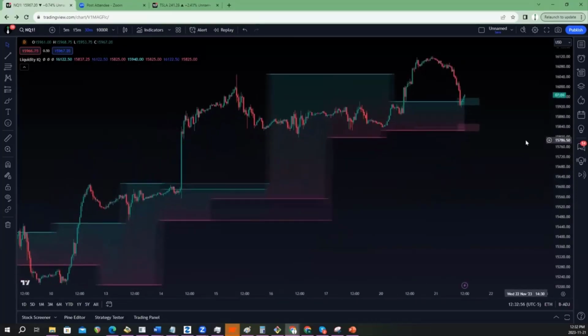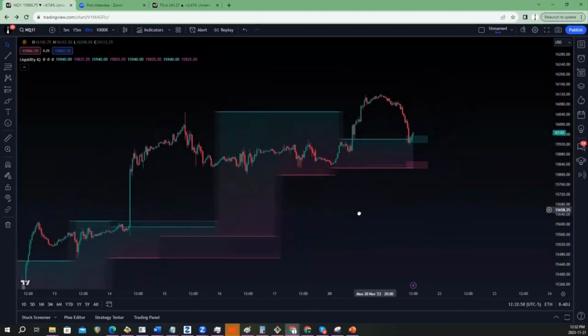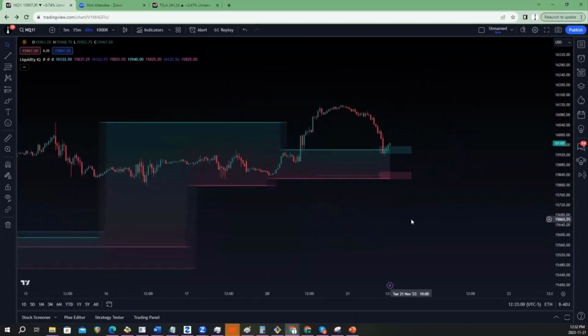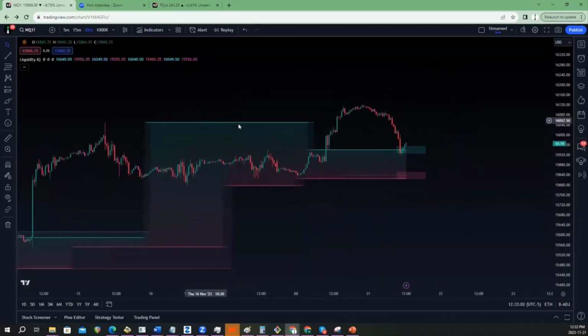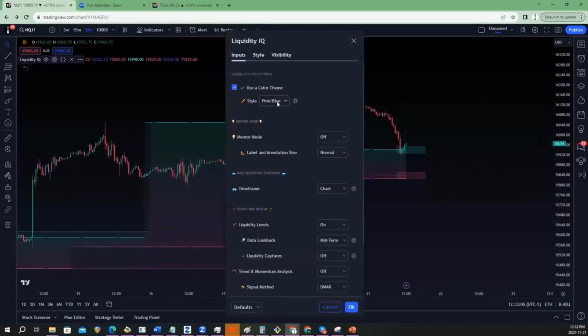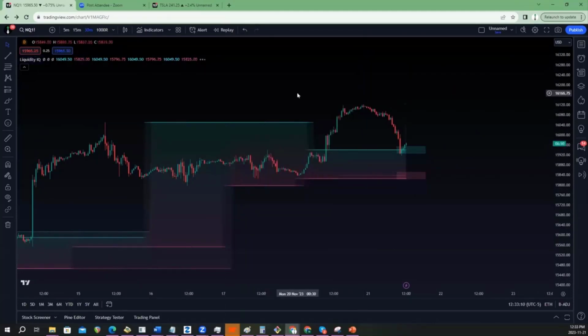So this is the base logic of this indicator. And I'm going to go one step at a time. So right here on this chart, you see these blue lines and these pink lines. And these are customizable color themes, so it's not always going to be blue and pink. But the lines on top are essentially resistance levels, and the lines on bottom are support levels.